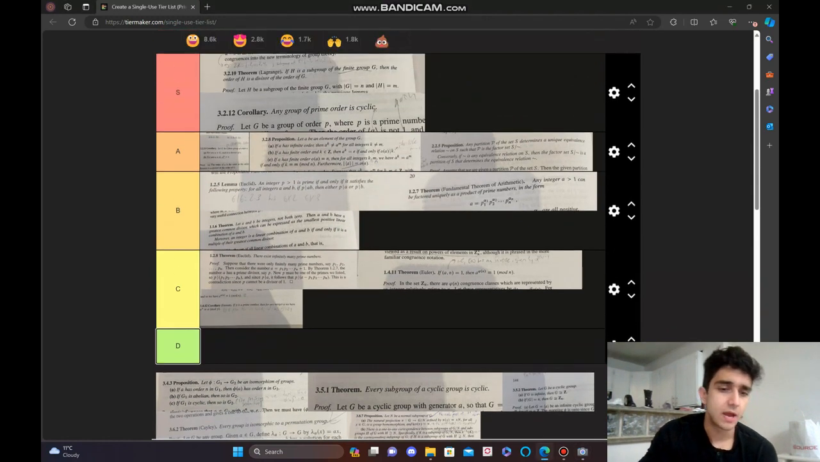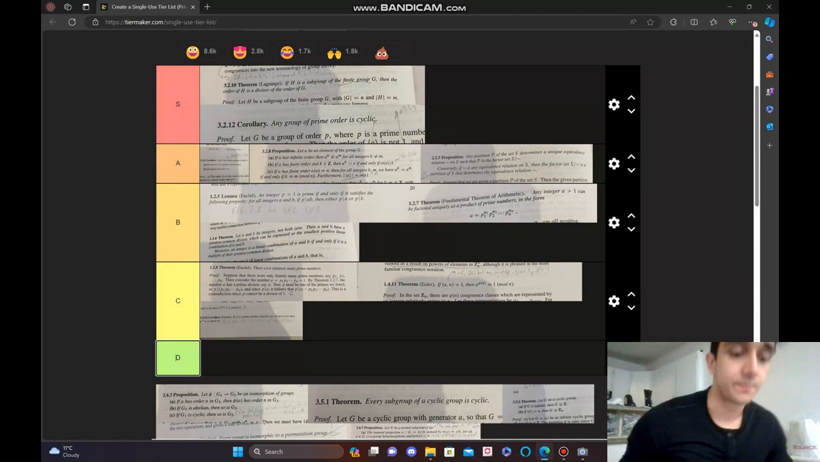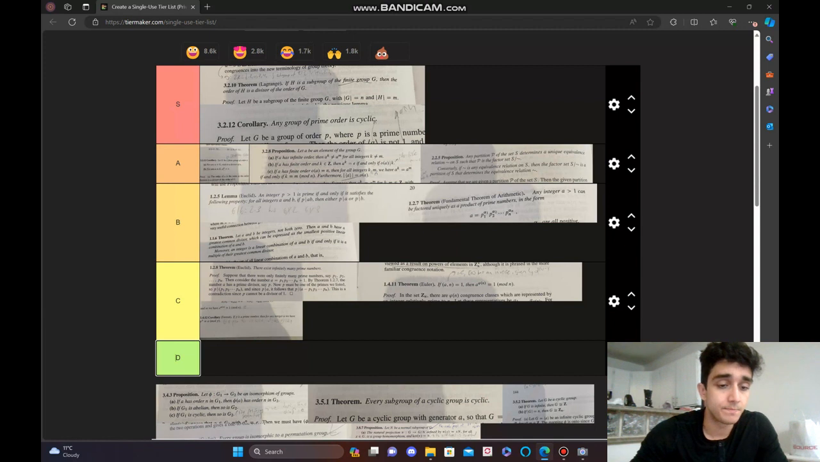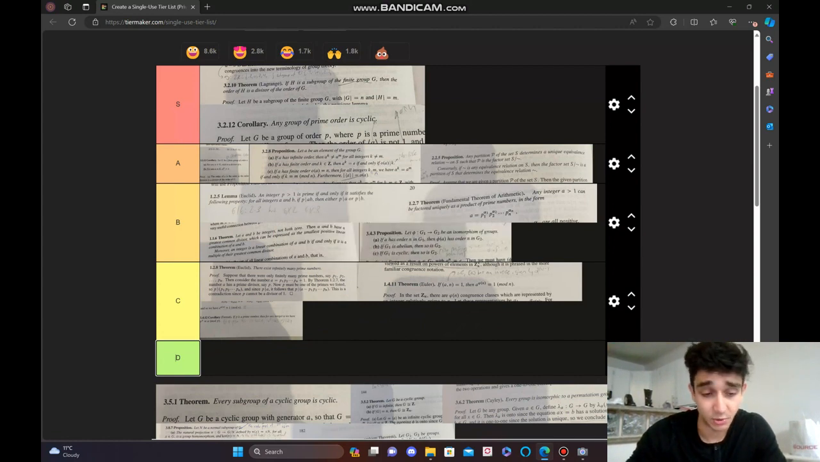Okay, we're talking about some results about isomorphism between groups. For example, if a has order n in G1, then phi of a has the same order in the other group that you're constructing the isomorphism between. That one's pretty useful. I mean, it's not that interesting, but these are useful results as well. I'll put it in B tier because it's kind of an obvious result, but it's useful, so we'll do that.